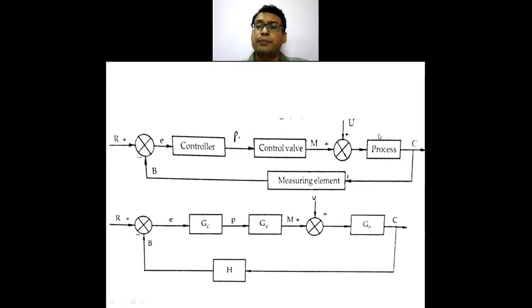So we have simply talked about this process. Now one by one we are going to discuss the controller, control valve, and the measuring elements. Measuring elements we will be studying in the last unit. In this unit we will be talking about the controller and the control valve. So the transfer function of a controller is your Gc, which we are going to discuss in this lecture. For the control valve, we will be studying it afterwards.